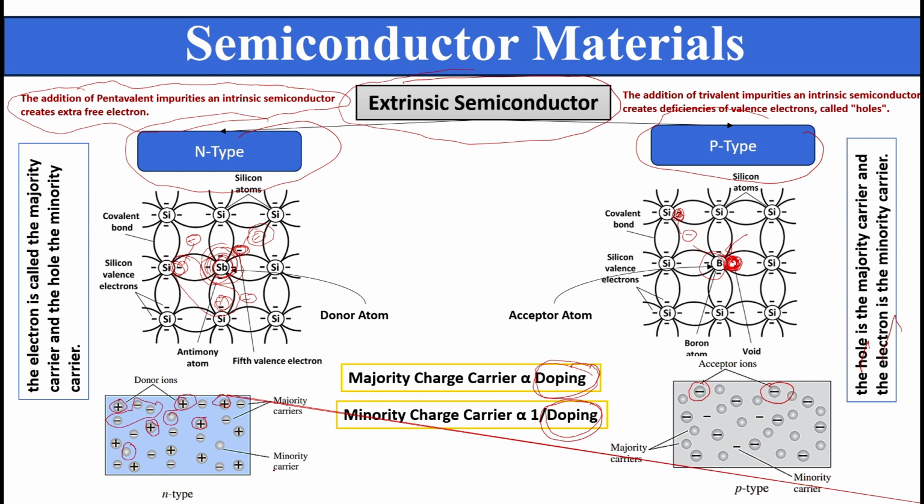That means in an n-type semiconductor, if we increase the doping, the number of electrons, that is the majority charge carrier, will increase and the number of holes will decrease. But in a p-type semiconductor, if we increase the doping, the number of holes, that is the majority charge carrier, will increase and the number of electrons, that is the minority charge carrier, will decrease.